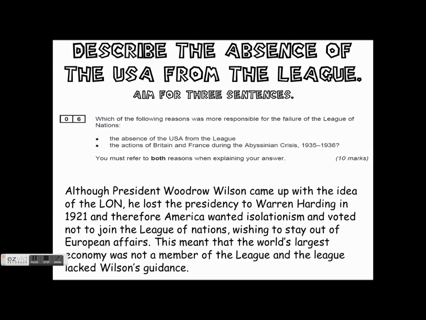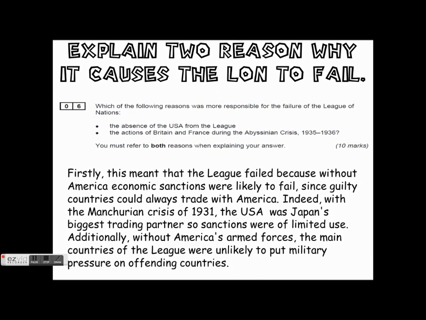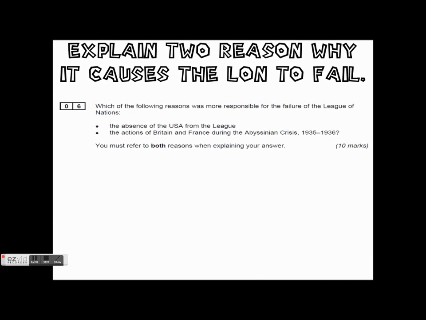Although President Woodrow Wilson came up with the idea of the League of Nations, he lost the presidency to Warren Harding in 1921 and therefore America wanted isolationism and voted not to join the League of Nations, wishing to stay out of European affairs. This meant that the world's largest economy was not a member of the League, and the League lacked Wilson's guidance. In the second part, you're going to explain 2 reasons why this caused the League of Nations to fail. Press pause, have a go.